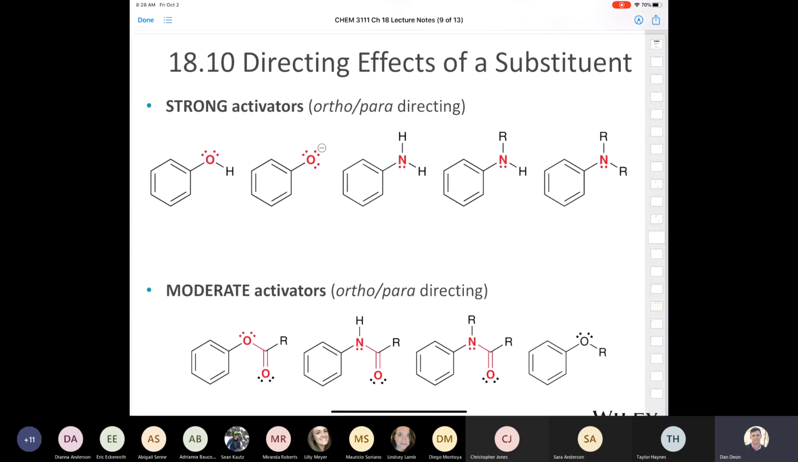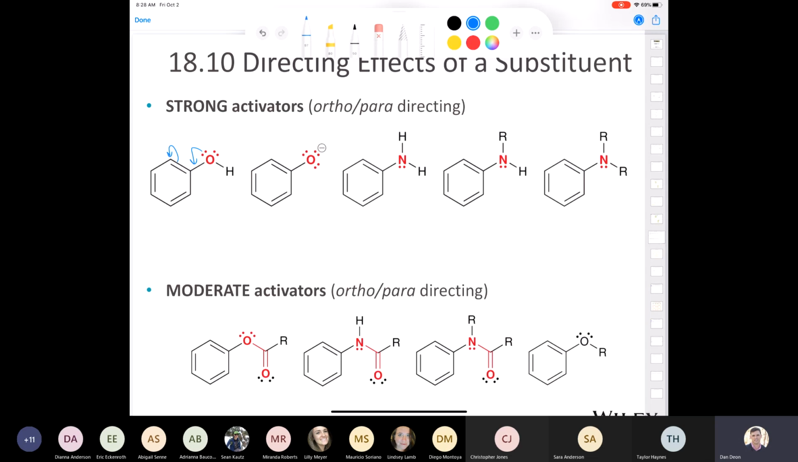The directing effects of a substituent. Anything that's an activator is going to be ortho-para directing. A strong activator has a lone pair on a heteroatom on an aromatic ring, whether it's oxygen, so we have a phenol derivative or a phenoxide, or an aniline derivative, or some kind of substituted alkyl group put on an aniline. And you should be able to demonstrate why these are ortho-para directors, because you can always draw resonance contributors that show a negative charge being delocalized throughout the ring.